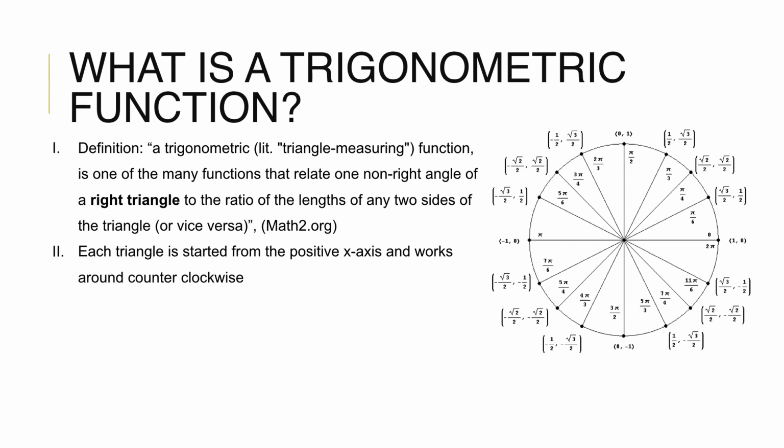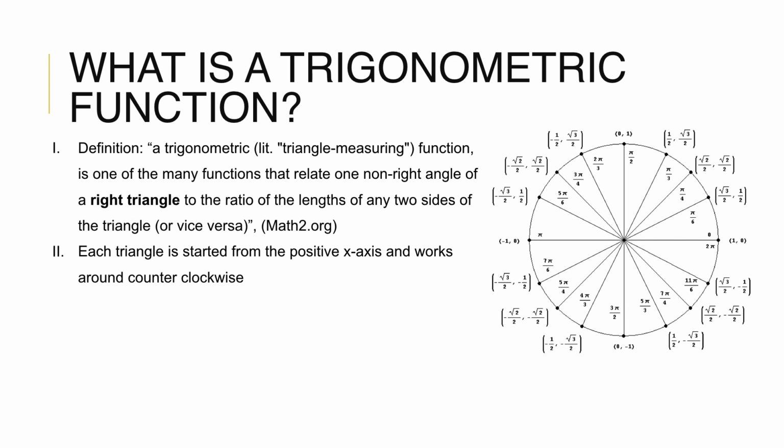Well, what is a trigonometric function? The definition is one of the many functions that relate one non-right angle of a right triangle to the ratio of the lengths of any two sides of the triangle. Each triangle is started from the positive x-axis and works counterclockwise. Instead of using degrees, like I said, we will be using radians.